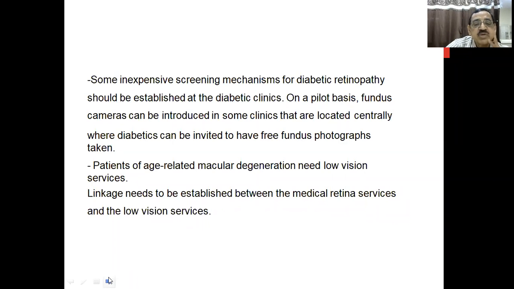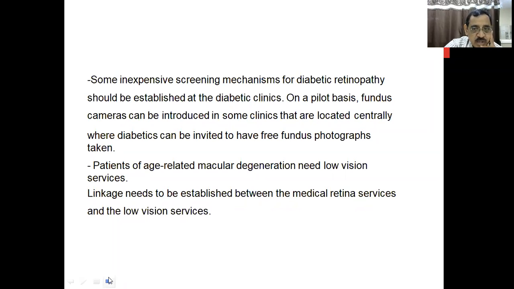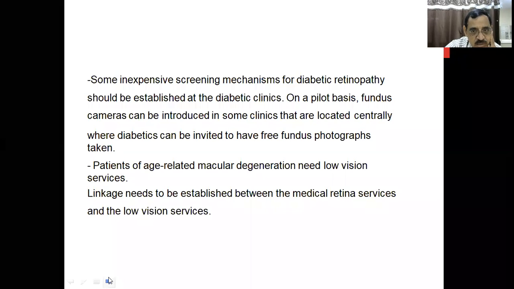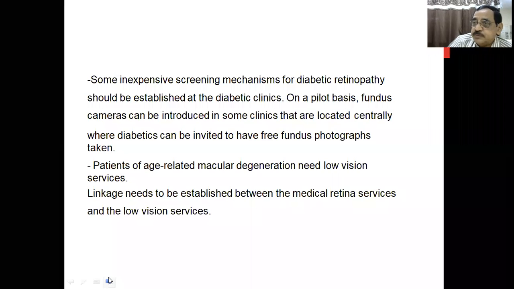We have fundus photographs in our hospital. We are taking fundus photographs of individuals whenever we conduct a diabetic camp. And we are in the process of evaluating the data. We have a common project with the engineering college people. The project is funded by the DST, only about 23 or 24 lakhs. And patients of age-related macular degeneration need low vision services, such as magnifiers and all these things. And linkage needs to be established between medical retina services and low vision services.